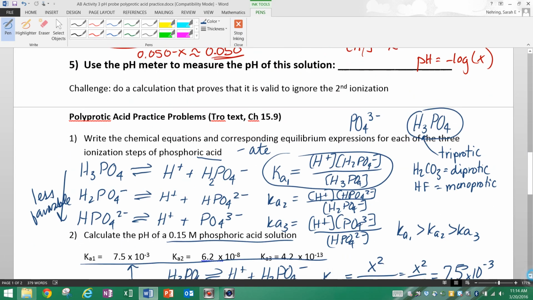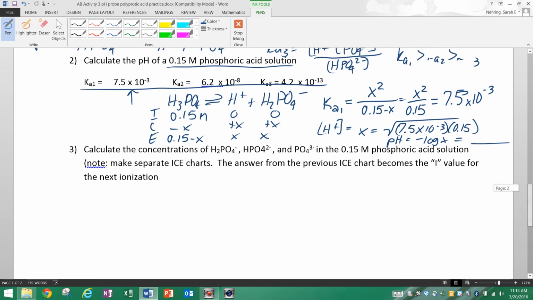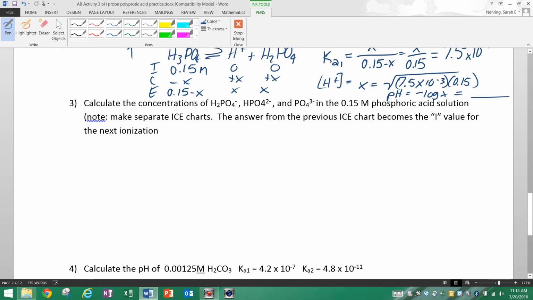Sorry about that. If we scroll down here a little bit, you can also find, this one might get a little bit trickier, but it's still just a nice short thing. You can also find concentrations of the other ions in the solution. So we can find the concentrations of H2PO4 minus, HPO4 2 minus, and PO4 3 minus.